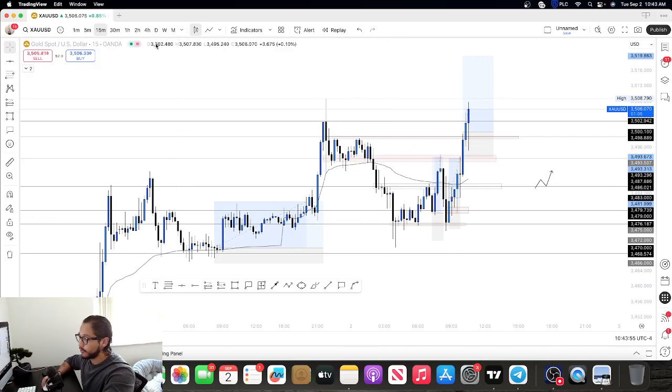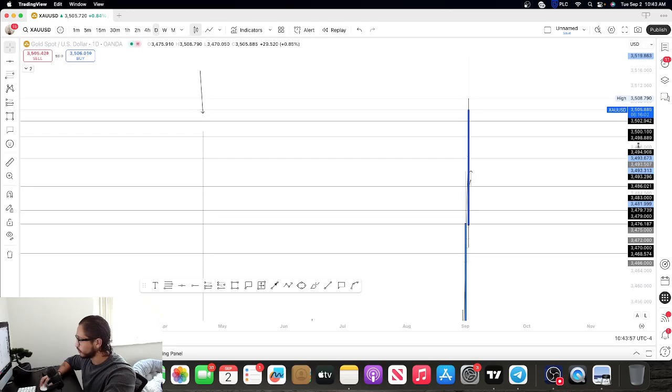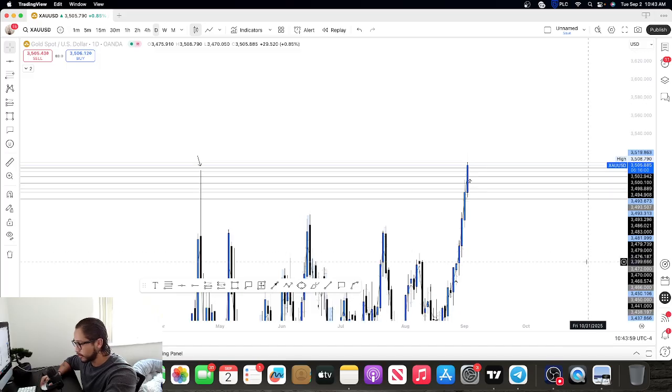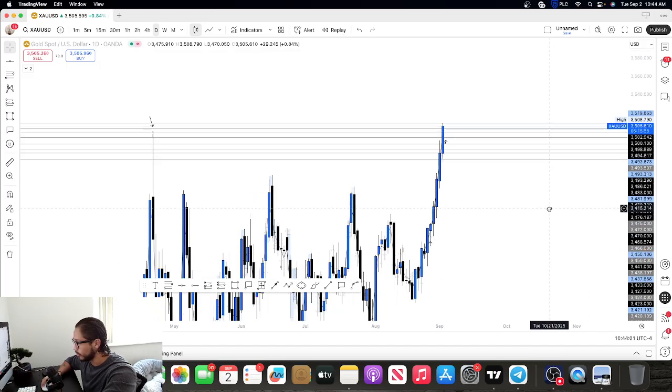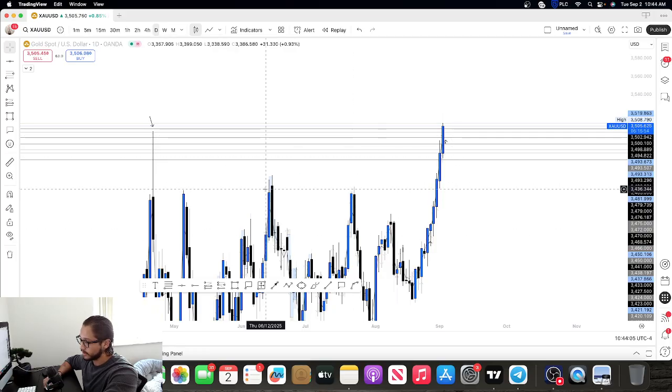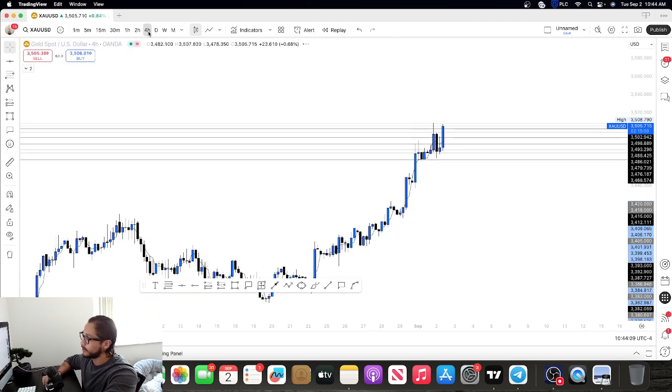So let's start off on the daily time frame, where we always start from. If we look at the overall market condition, what do you guys see? Obviously, we're in a very strong bullish market, right? Simply breaking above and respecting all of these key levels off the daily time frame. We go up here to the 4 hour time frame.